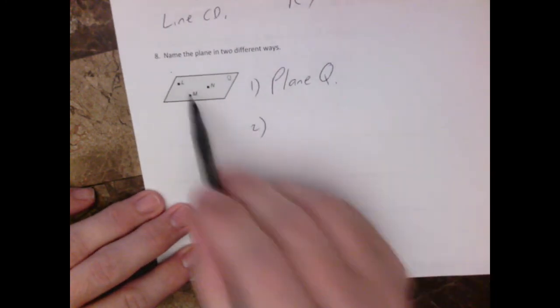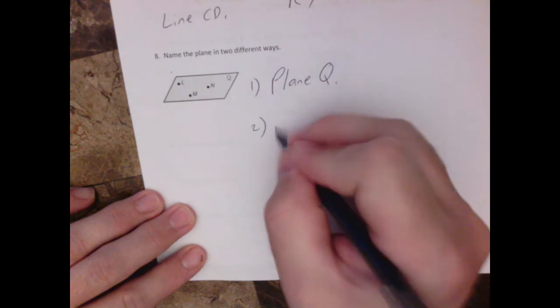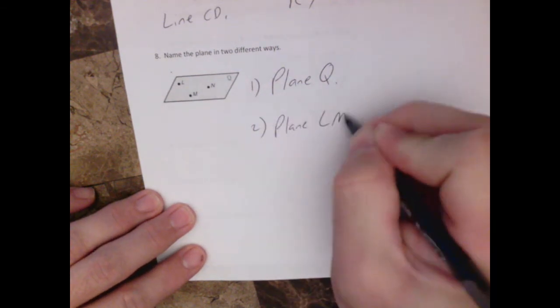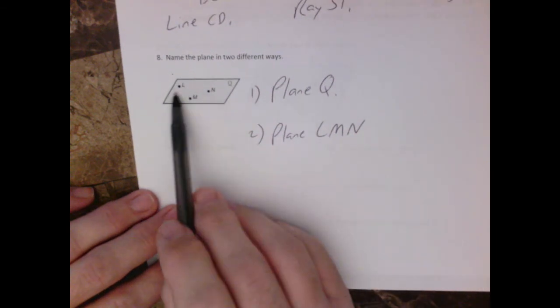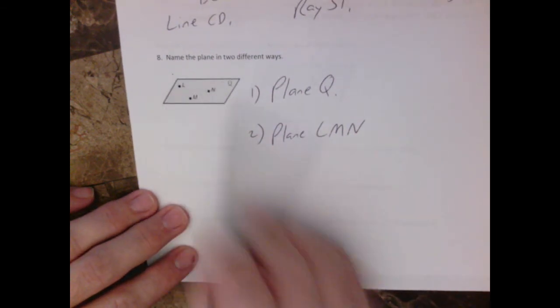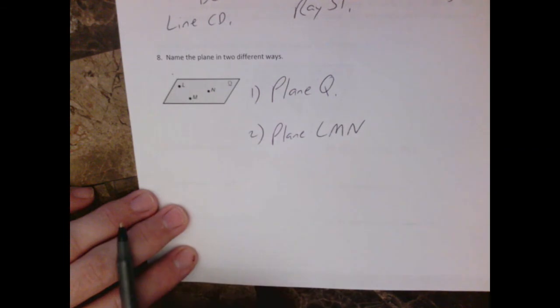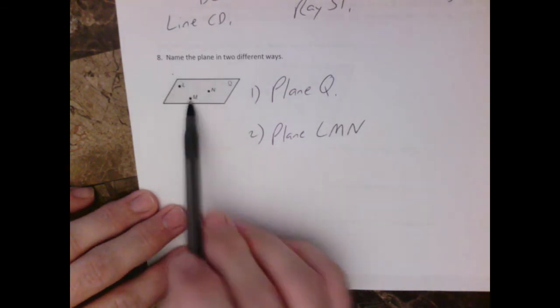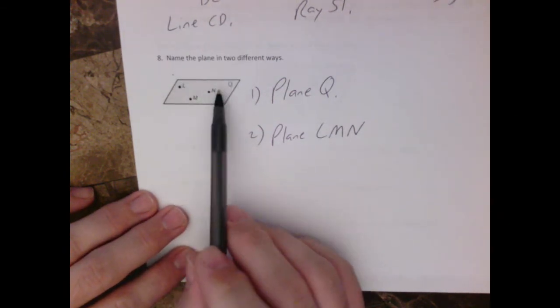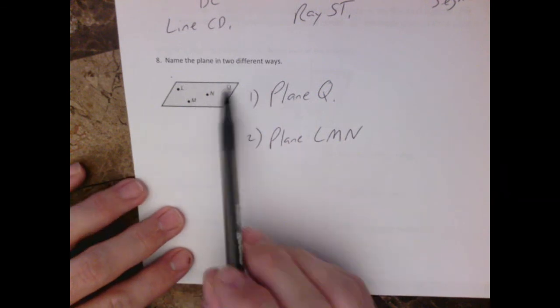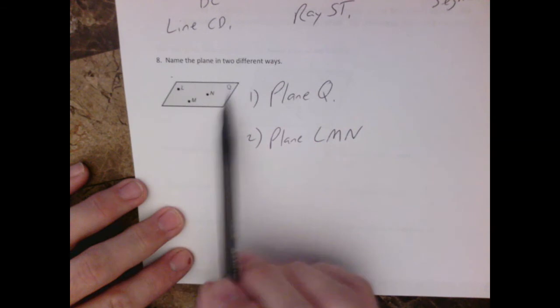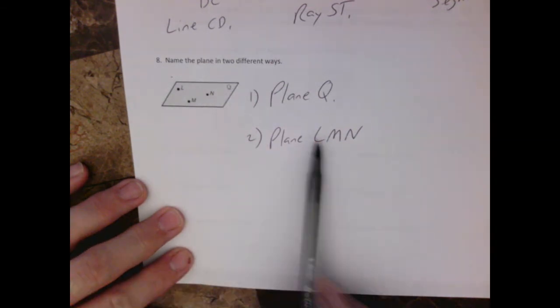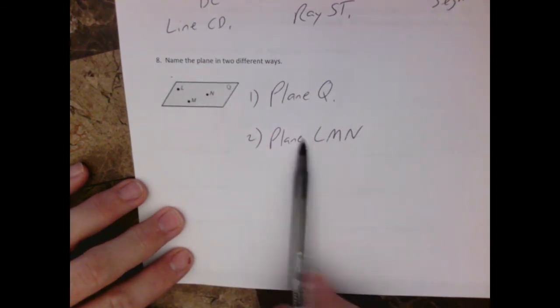All right, so we have LMN, so plane LMN, and the order of those points doesn't matter either. As long as those points aren't in a line, you can use those 3 points to name the plane. Notice I did not say L, M, N, Q. First of all, that would be 4 letters, and you don't need 4 letters for a plane. But also, Q is not a point. Q is representing the entire plane. And then, of course, you could have said MLN or NML, but I'm not going to list them all.